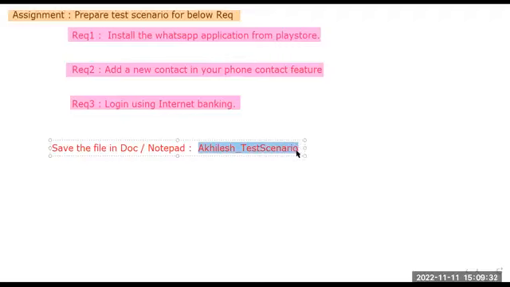Can you guys do this activity? As soon as you complete your test scenario preparation, save that file in doc or Notepad format, give the file name like this, and share it into the group. I will tell you later why I'm saying all this, but as of now, prepare the test scenarios and share them into the group.